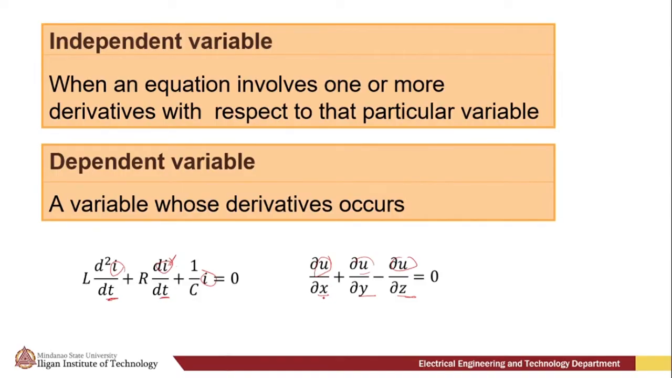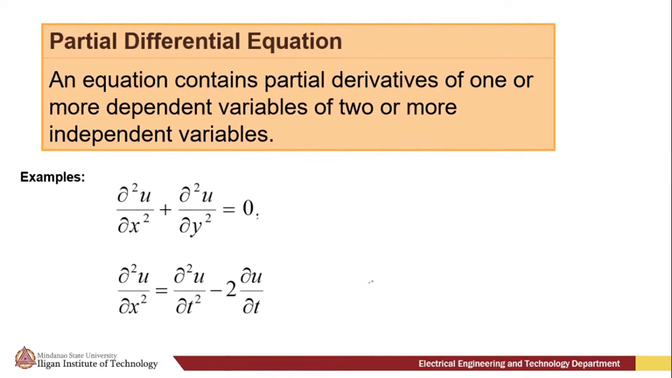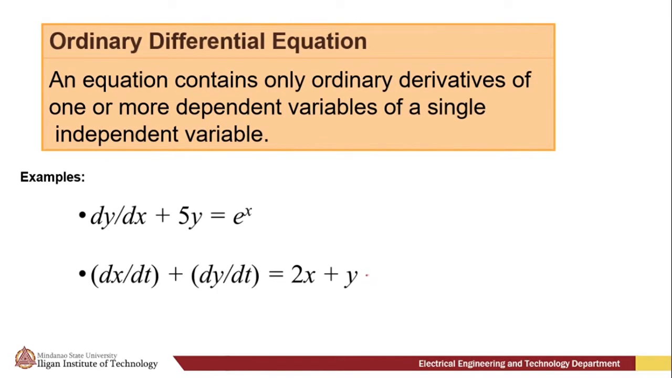Now, one classification of a differential equation is an ordinary differential equation. It is an equation that contains only ordinary derivatives of one or more dependent variables of a single independent variable. If you notice, we have one or more dependent variables, but for a differential equation to be ordinary, we only have a single independent variable.